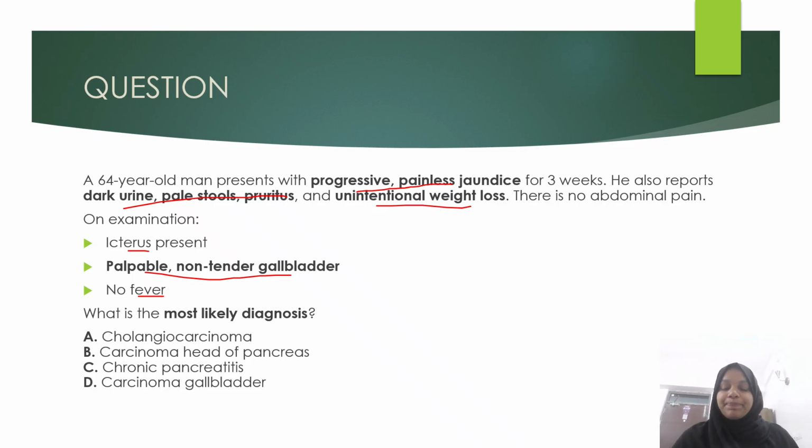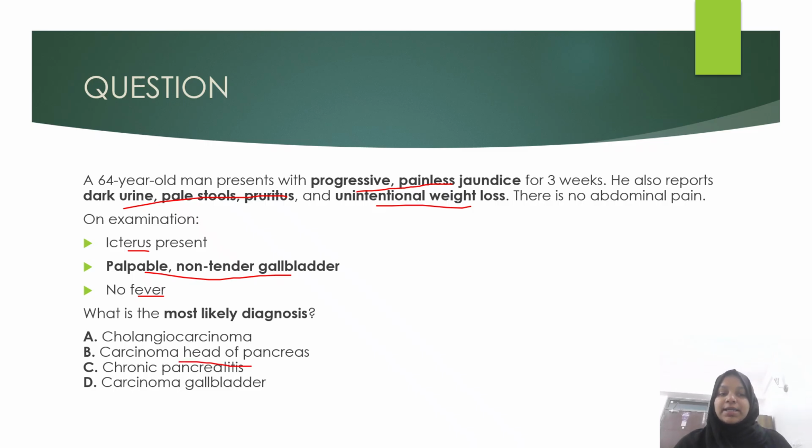What is the dictum of gallbladder stone? If it was a stone, it would have made the gallbladder small, it would have been shrunk. So it is unlikely to be stone. What is the most likely diagnosis? Cholangiocarcinoma, that means carcinoma of the duct. Cholangio is related to the duct, cholangitis, cholangiocarcinoma, right?